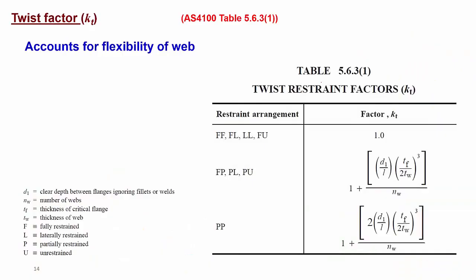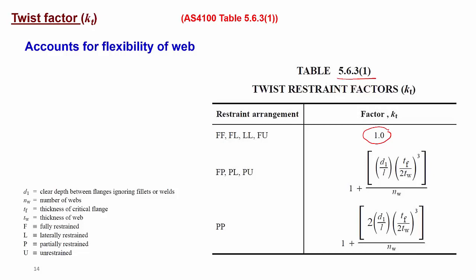Now, with that understanding, we can look into how to find the twist factor KT. We use the twist factor KT to calculate the effective length LE. Again, effective length LE is equal to KT multiplied by KL multiplied by KR multiplied by the length of the segment. Now what is KT here? KT is the twist factor, which accounts for the flexibility of the web. If we look into 5.6.3.1, it shows that for different restraining conditions at the ends, the KT factors will be different, right? Again, the best case scenario is KT equals 1 here.